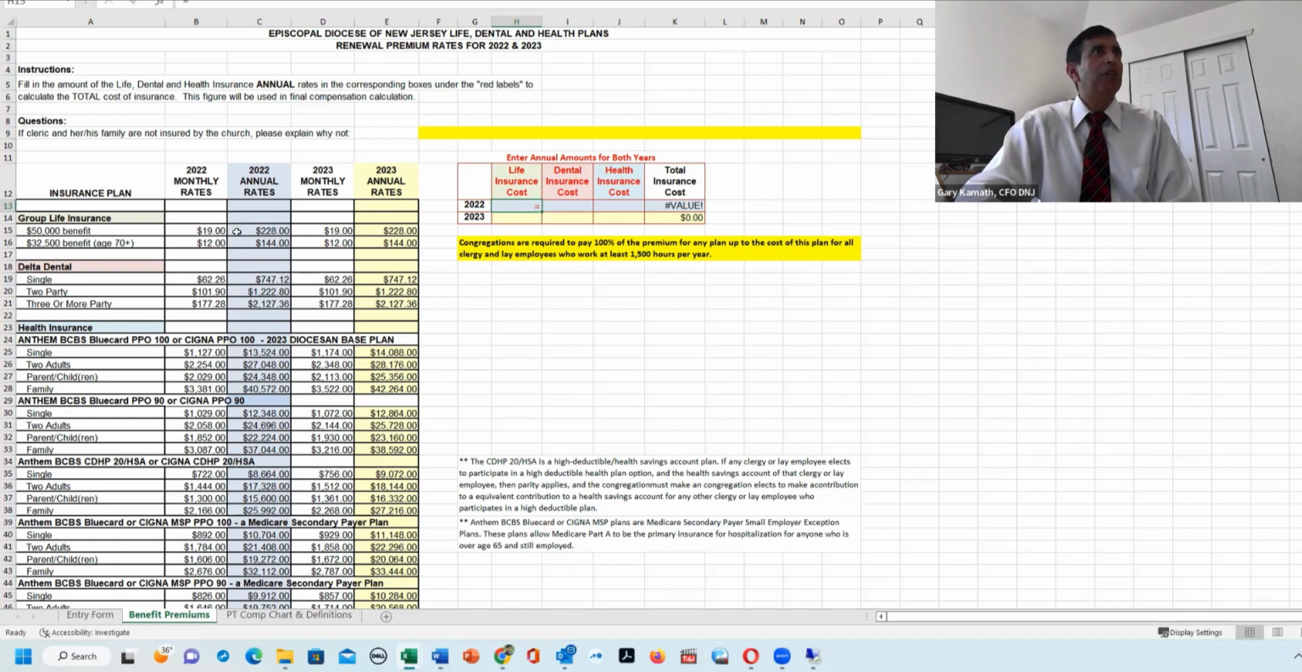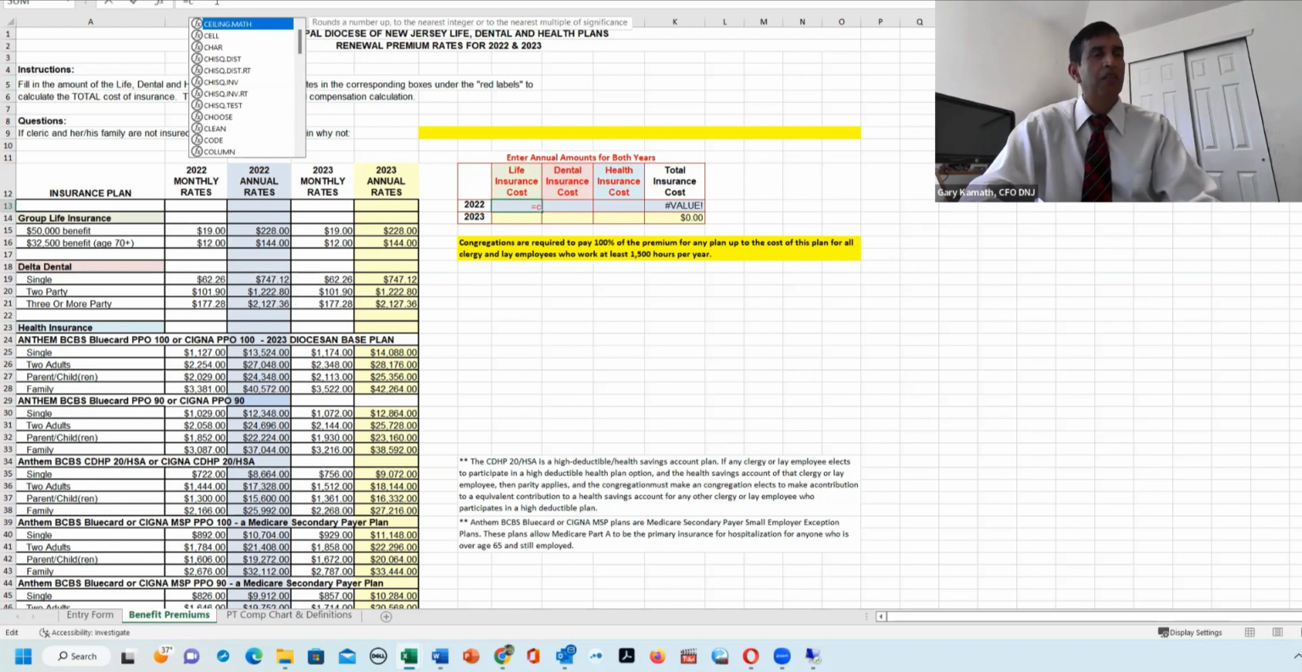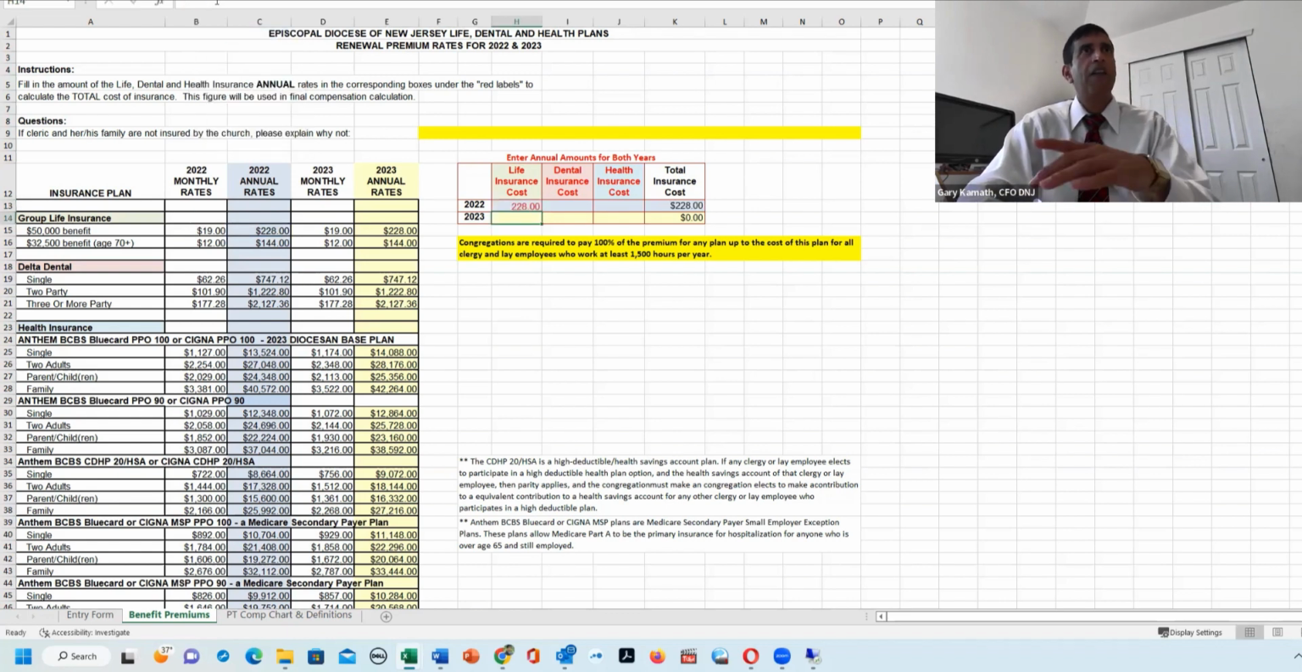Okay, it doesn't let me do it to that form, so I'll type in C15. Let's see if it does that. Okay. Total insurance cost. I'll use the same example like before, 2 adults.